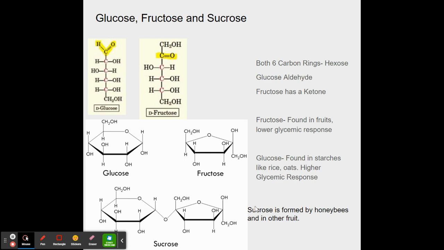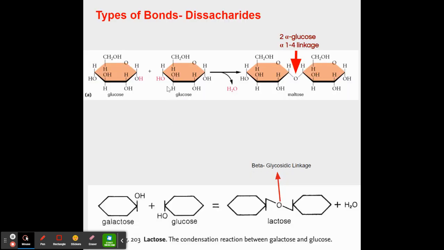Sucrose is formed also by honeybees and fructose, not sucrose. This should say fructose. Honeybees and other fruits as well would have fructose. But again, sucrose is a disaccharide.